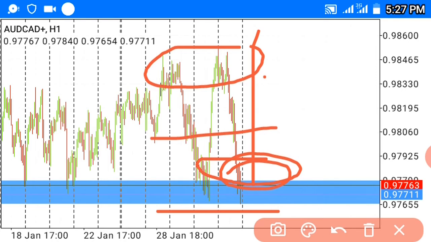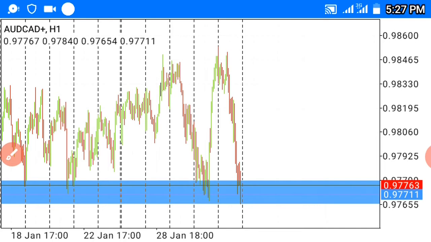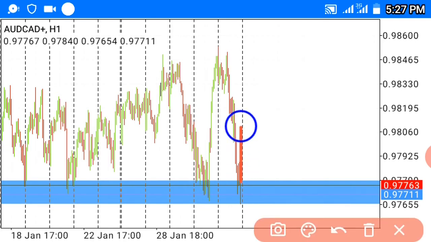Let me say if it moves above this level now, it moves above this, gets to somewhere here. You can move your stop loss from here to break even. That way, you've already locked in some profits, which means that you're not actually expecting the market to come back.